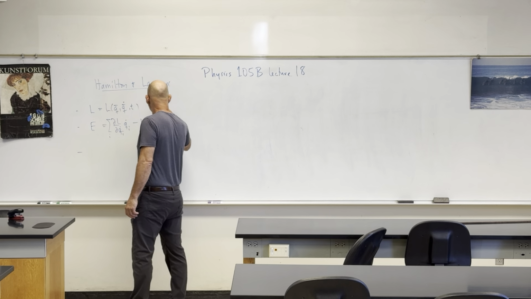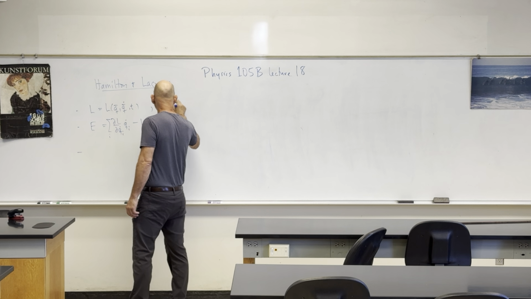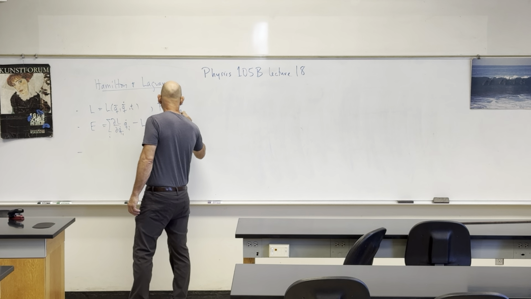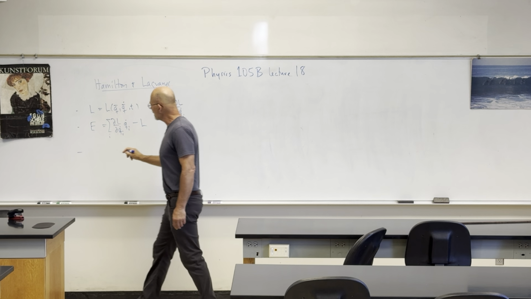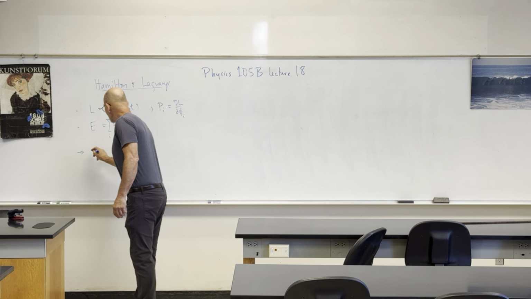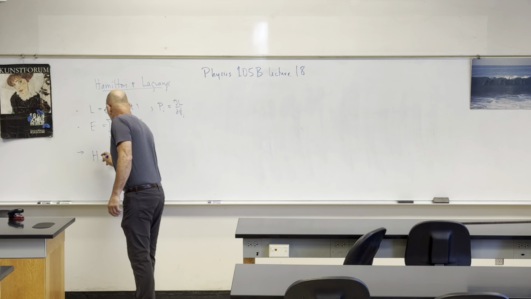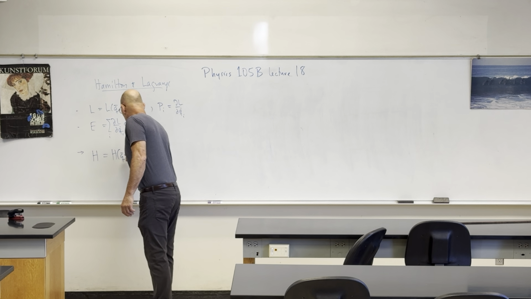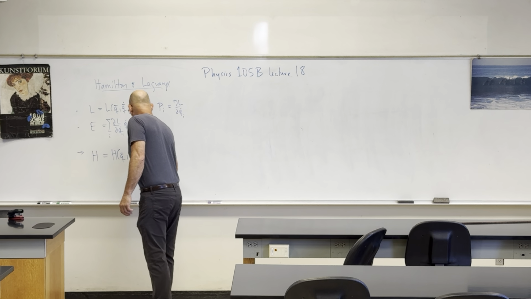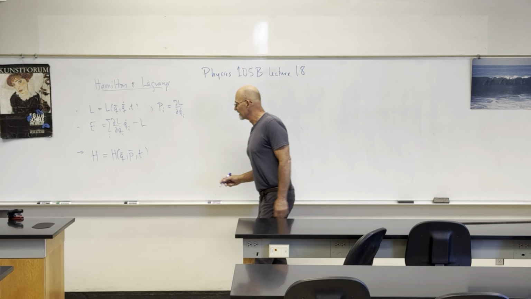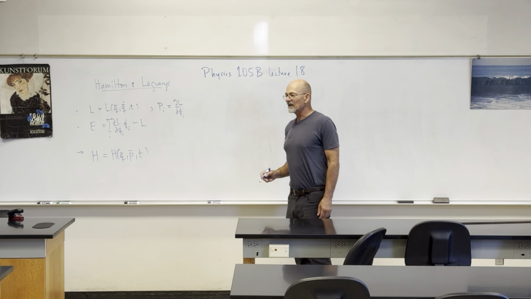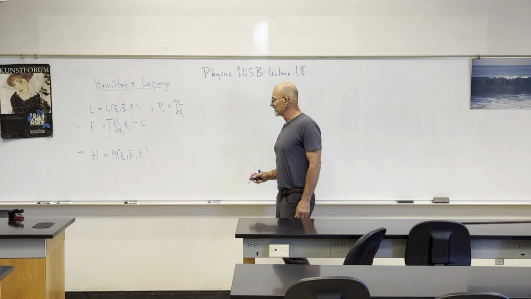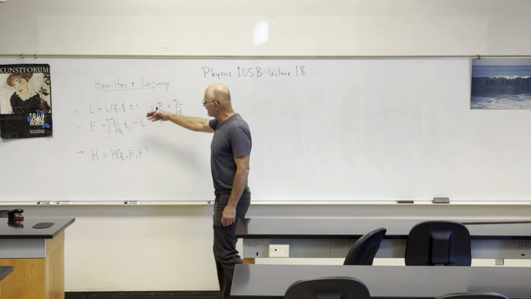Then you've got this p_i equals dL/dq_i dot. And if you could turn this into an expression that only depends on the q's and p's, so you can eliminate all q dots, there's your Hamiltonian, and it's the energy. So that's why I've got these three steps here.